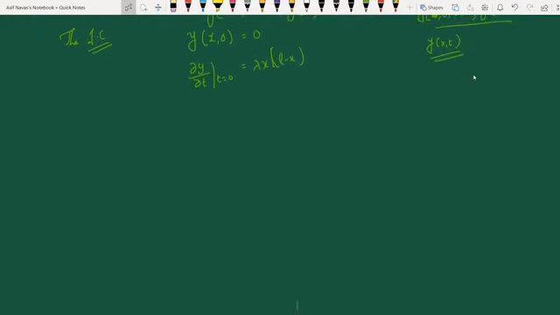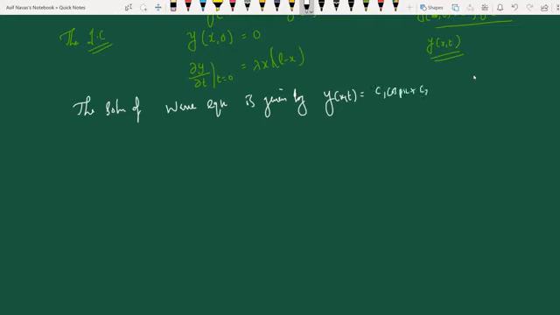Now the solution of the wave equation is given by y of x, t is equal to (c1 cos px plus c2 sin px) into (c3 cos cpt plus c4 sin cpt). Okay, so that is the solution of the wave equation.